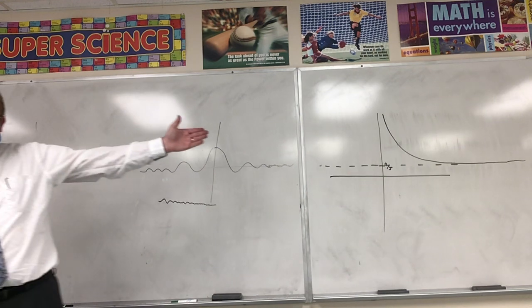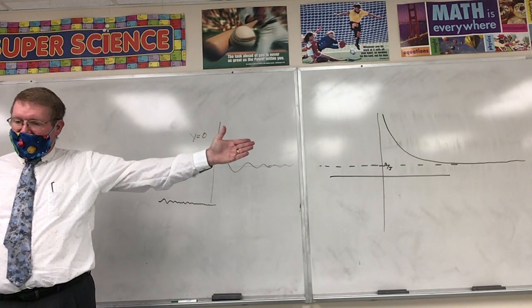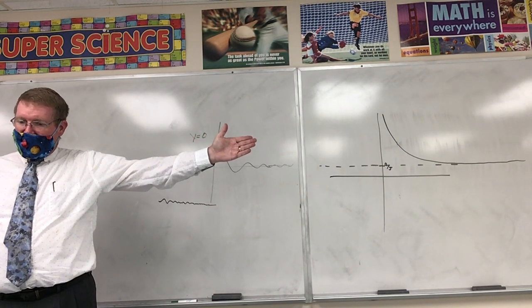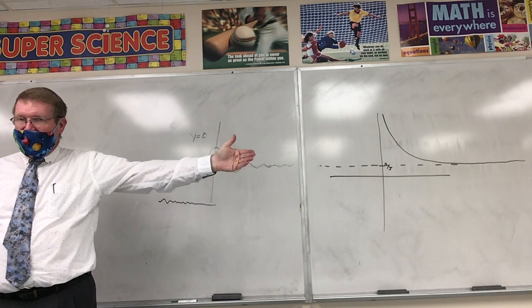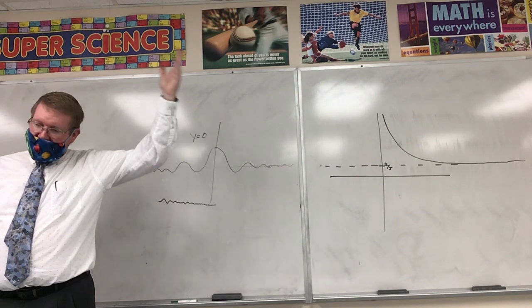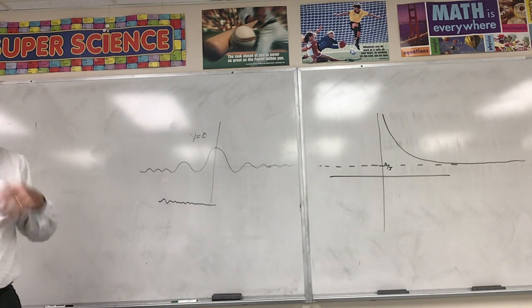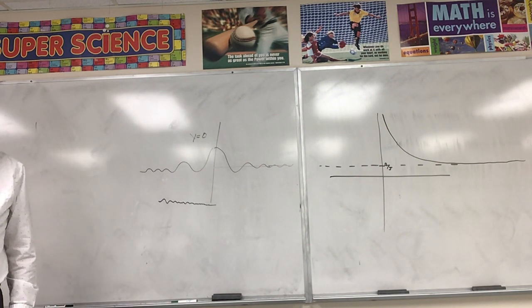On the left-hand side, where's it going? We have negative infinity cubed divided by negative infinity, so it's going to infinity as well. Do I have a horizontal asymptote? No, I do not.